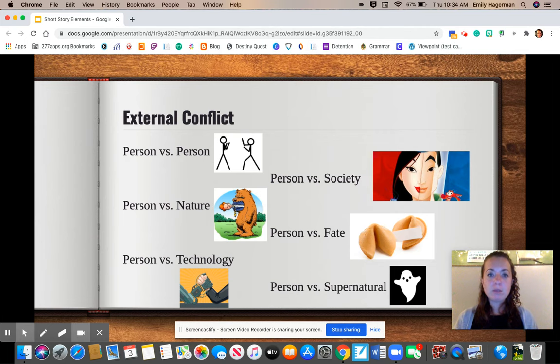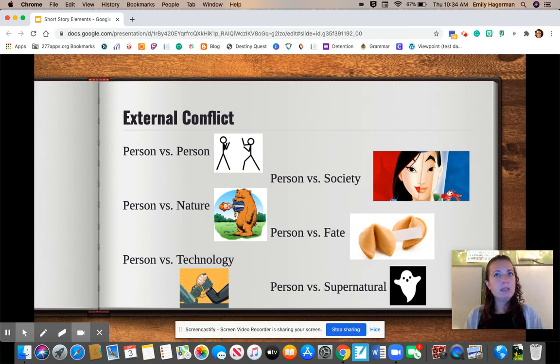Person versus society is when the person is struggling with what society really expects of them versus how they actually are or would like to be. So with Mulan, society expects her to be this girl with makeup on her face, going to the matchmaker, getting married, following her parents' orders. Meanwhile, Mulan wants to join the army to save her father from having to be in the army, to save her country. So we have this conflict between what she really wants and what she really feels versus what society is expecting of her.